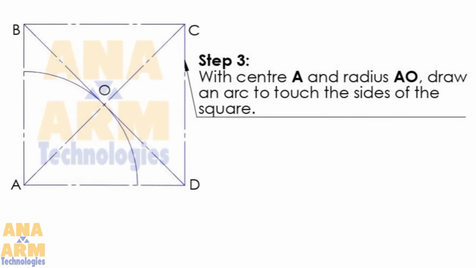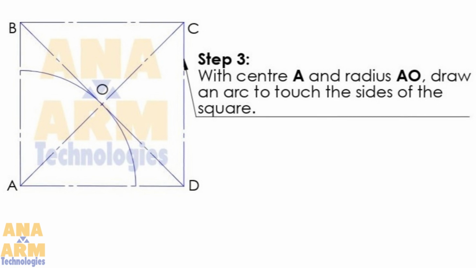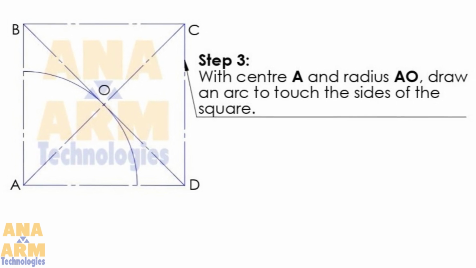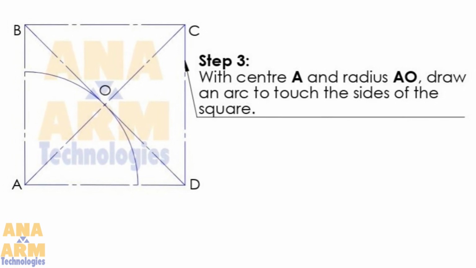Step 3. With center A and radius AO, draw an arc to touch the sides of the square, that is sides AD and AB. Note that the arc is a tangent to the line BD at O.